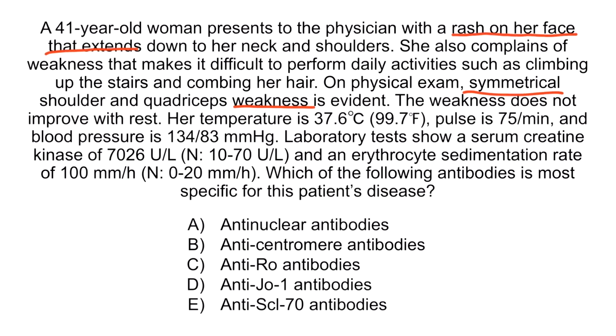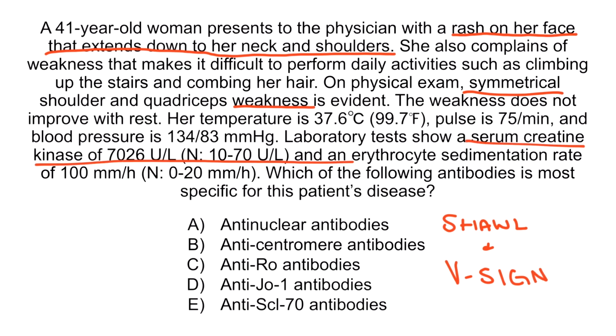Hopefully you were able to recognize that this patient's presentation is really consistent with dermatomyositis. She presents with symmetrical proximal muscle weakness and a skin rash that extends down her neck and shoulders, which is referred to as the shawl sign or V sign. Her labs show a markedly elevated CK and ESR, and because of those two, even though they're nonspecific, you can at least say you're thinking of an inflammatory process. And since we're dealing with myopathy, you think an inflammatory myopathy.